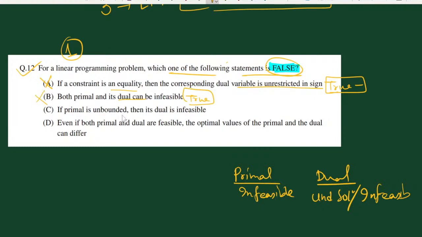If the primal is unbounded, then the dual is infeasible. Yes, this is the case. If the primal is infeasible, then the dual may be infeasible or unbounded. This is also a true statement, so this is not our answer.